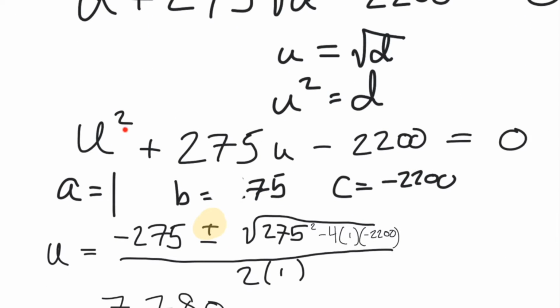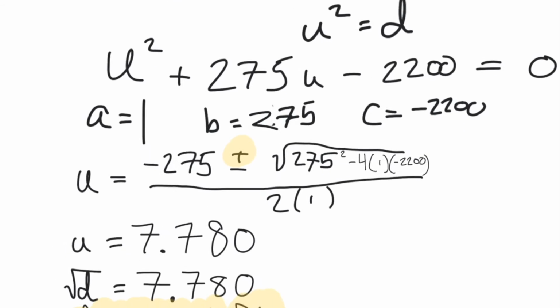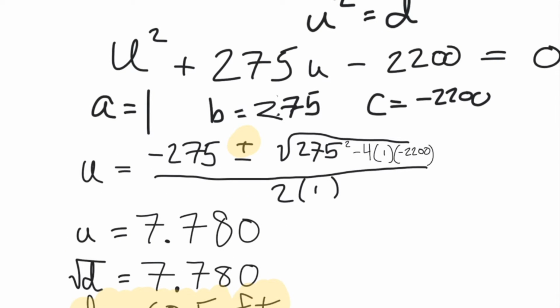So we've got u squared plus 275u minus 2200 equals 0, and so the a, b, and c values are 1, 275, and negative 2200. So you can see here, using the quadratic formula, x equals negative b plus or minus the square root, all that stuff is here. And I'm only going to choose to examine the positive square root because if we do the negative, then it'll give us a negative value, and that's not going to work in our real-world problem. But if you simplify all that with a calculator, you get 7.780.